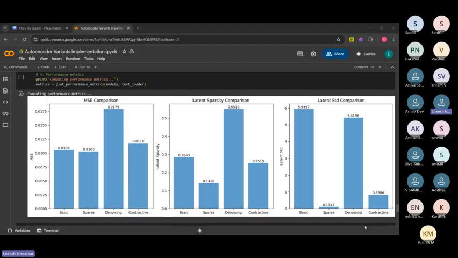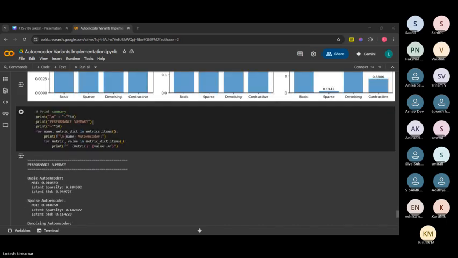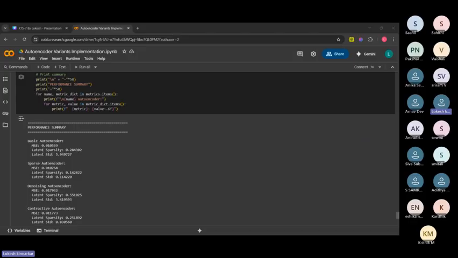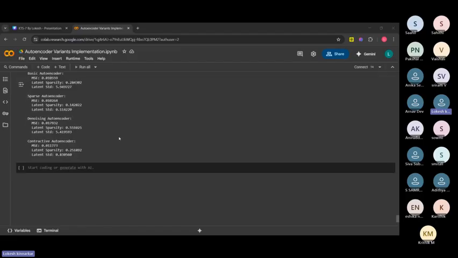And sparse, as I said, a particular neuron is reacting only for a set of features. That's why the latent standard deviation for it is particularly less. And this is just the summary that for each and every autoencoder architecture, we have the mean squared error, latent sparsity, and the latent standard deviation for all four of the architectures.